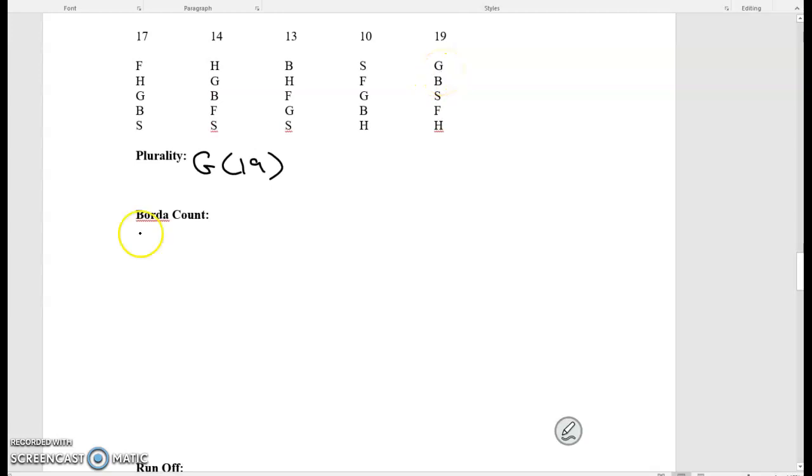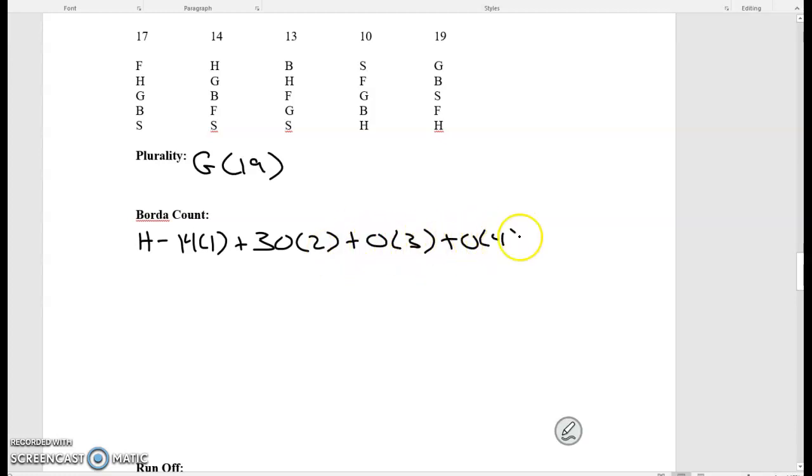we are doing H with 14 first place votes. It has 30 second place votes. It's the 17 and 13 column. It has 0 third place and 0 fourth place votes. But H is in the 10 and 19 columns in fifth place. So it's got 29 fifth place votes. Its final score is 219.